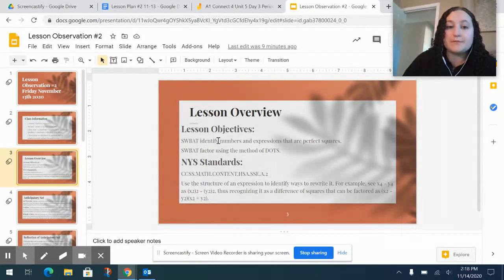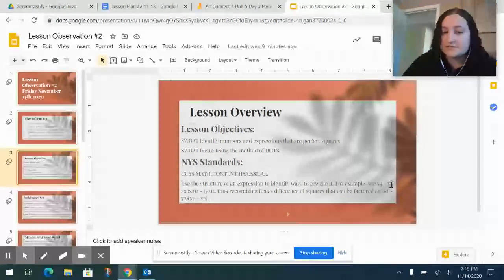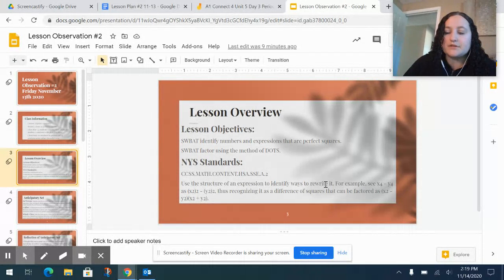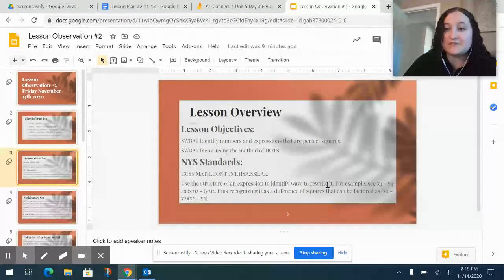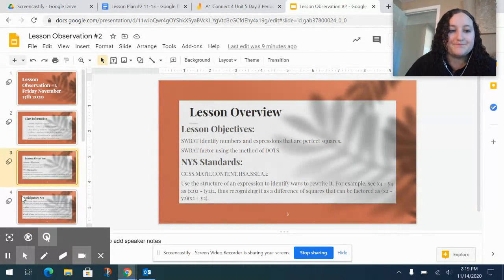The objectives were that students would be able to identify numbers and expressions that are perfect squares, and students will be able to factor using the method of dots or difference of two squares. This does match up with the Common Core state standards for high school algebra, and they want to see structure in an expression and identify ways to rewrite it, otherwise known as factoring. And they even show that this example is a difference of two squares. So students should be able to recognize what's a difference of two squares and know how to factor it.